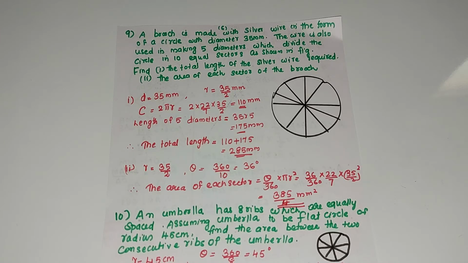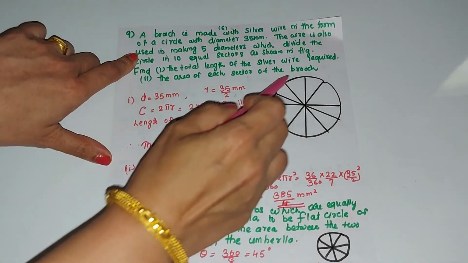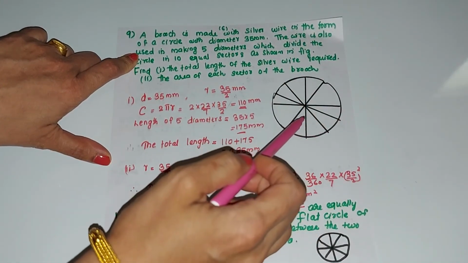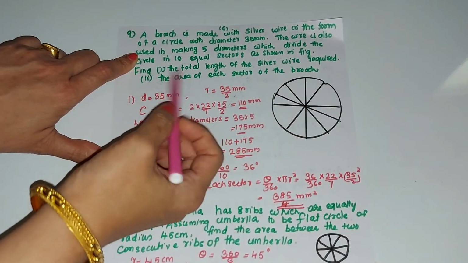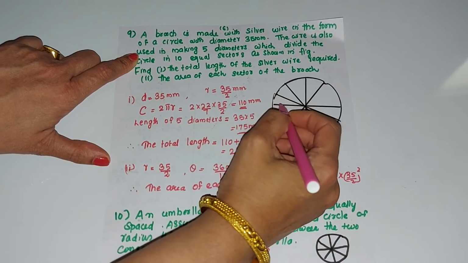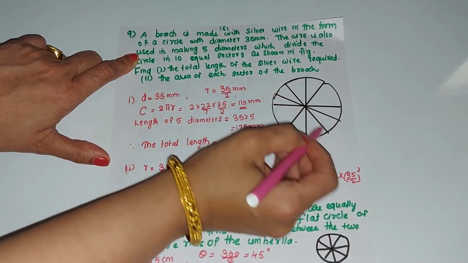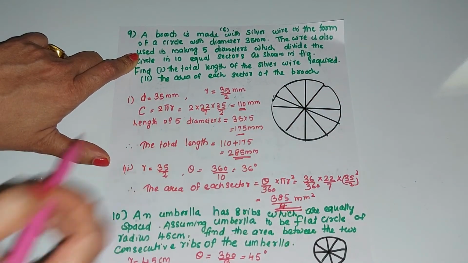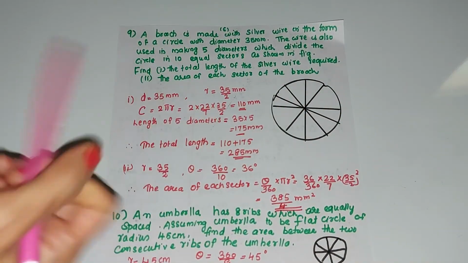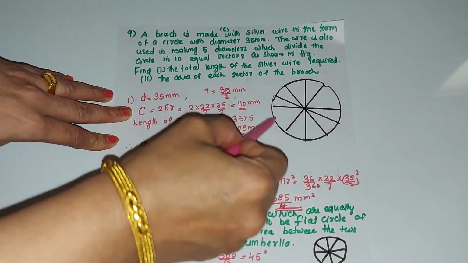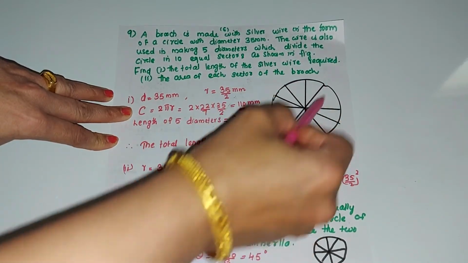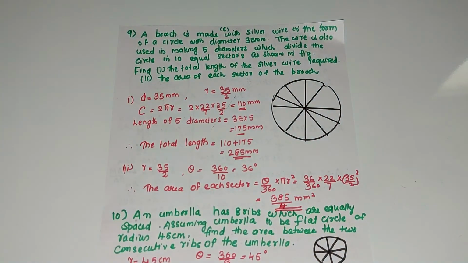So, here a brooch is made with a silver wire in the form of a circle with a diameter of 35 millimeter. And here the wire is also used in making 5 diameters. 5 diameters means this 1, 2, 3, 4 and 5. So using that wire it made this outer part and these 5 diameters.